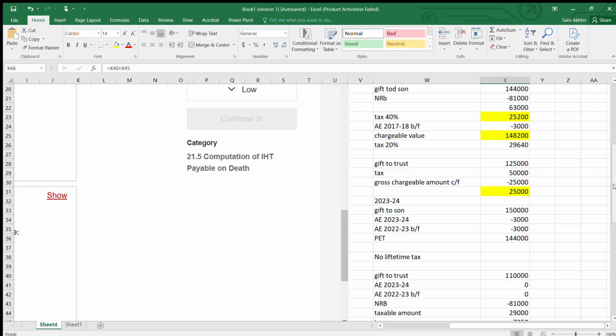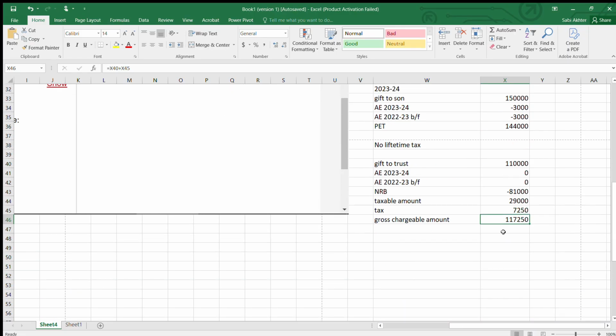Okay, if you see here, and if you go 7 years back, we have utilized it. So no nil rate band. We tax this amount at 40%. This is the taxable amount. You have to see whether you are eligible for any taper relief or not.